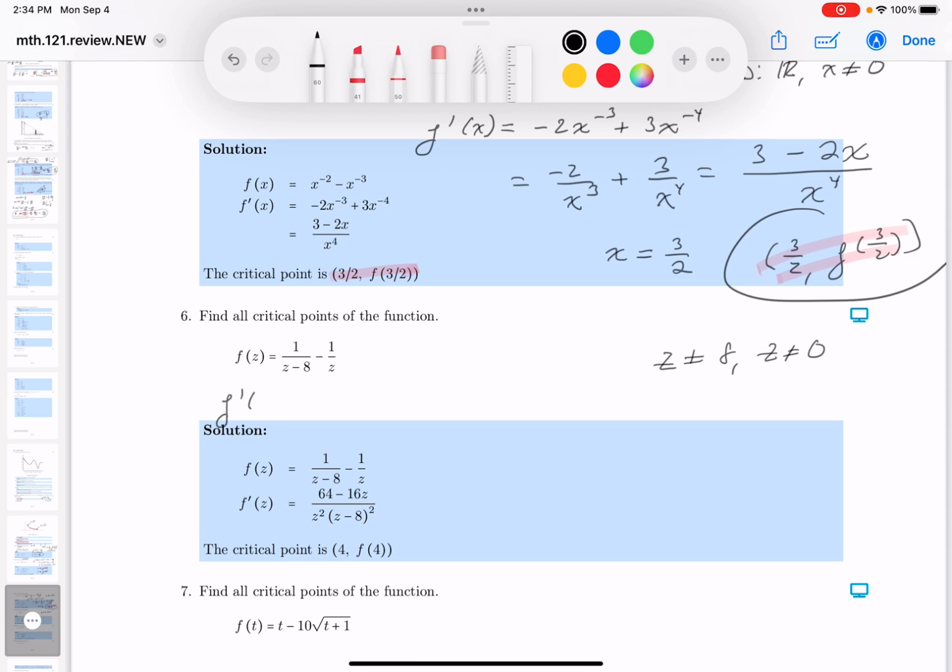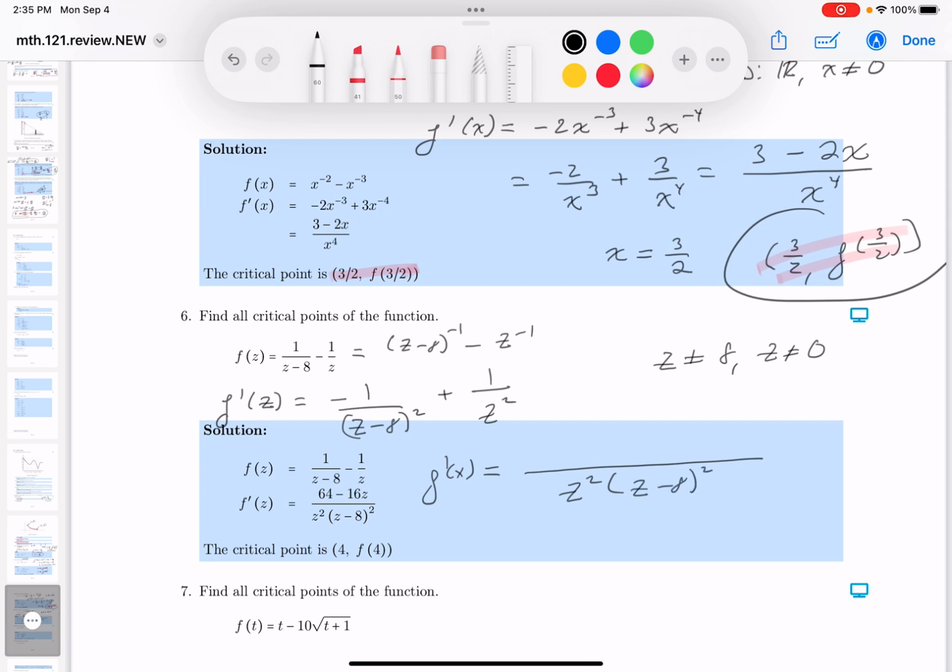So f prime of z, I can write this a little bit differently as (z minus 8) to the minus 1 minus z to the minus 1. And I'll simplify that. So you're going to get minus 1 over (z minus 8) squared, then plus 1 over z squared. All right, let me write that down in a simpler form. This is f prime. That's going to be z squared and (z minus 8) squared.